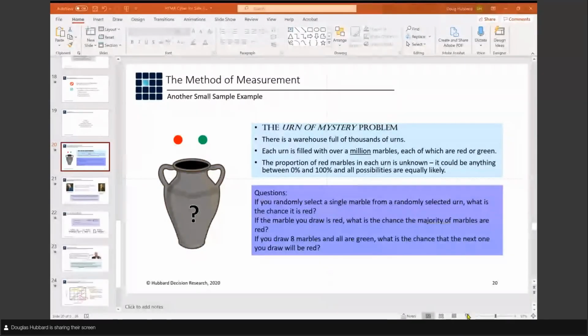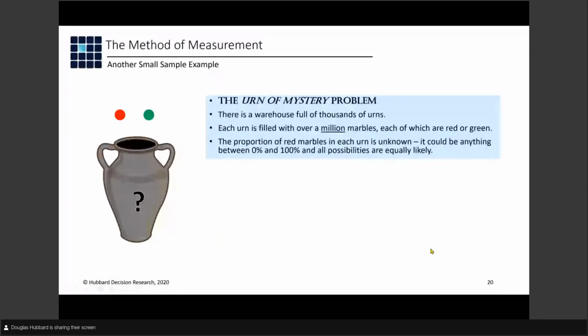I often ask people that go through our training this urn of mystery example. I imagine I've got a warehouse full of urns, and each urn is filled with over 1 million marbles, and each marble is either red or green, and the proportion of red marbles varies from urn to urn. So it could be anywhere from 0% red to 100% red, and the remainder being green, and everything in between is equally likely, 62%, 41%, etc. Now, if I randomly select one of those urns, there's a 50% chance that the majority color is red, just based on what I just described, what we call our prior uncertainty.